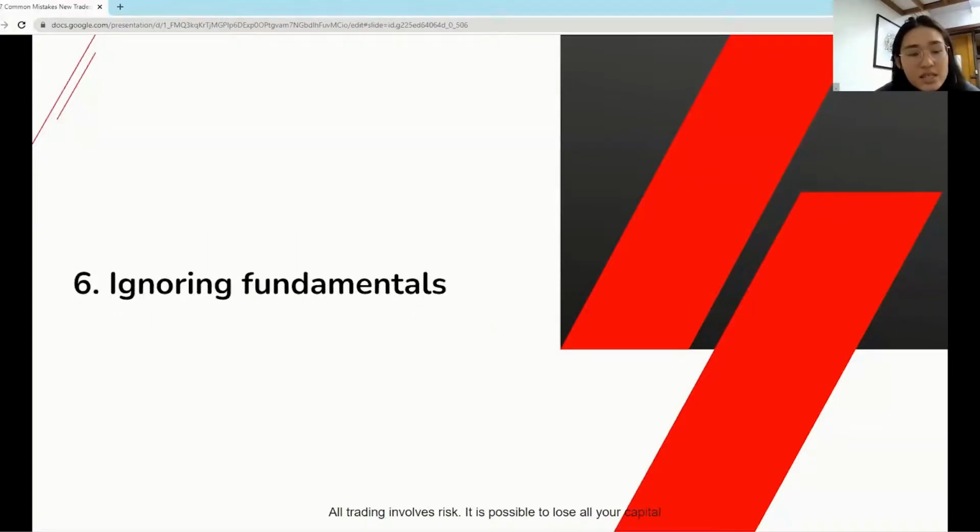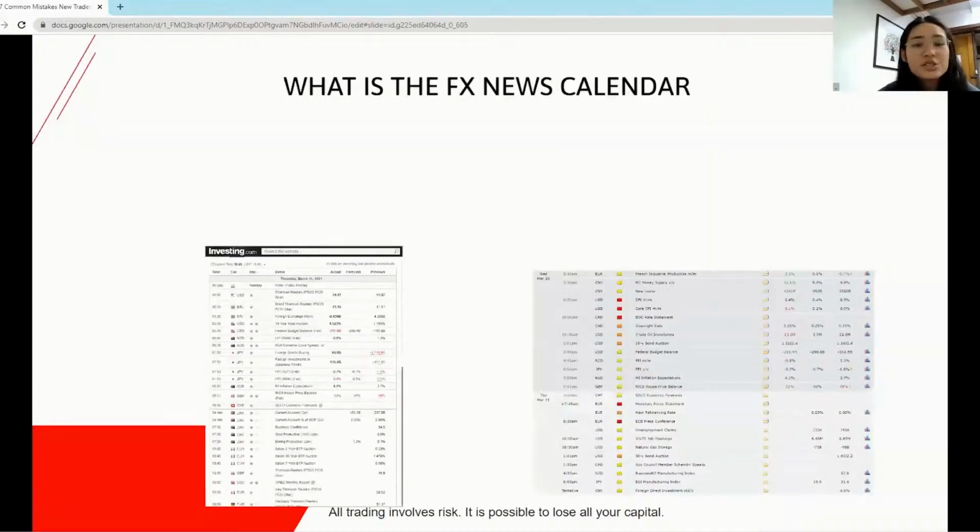Okay, second last, we have ignoring fundamentals. So let's introduce the FX news calendar or economic calendar. Here I have screenshots from two websites that provide information on FX news or major news events that can impact the markets that you are looking at. On the right, I have Forex Factory, and on the left, I have investing.com.